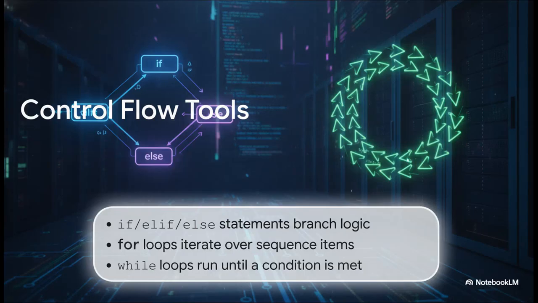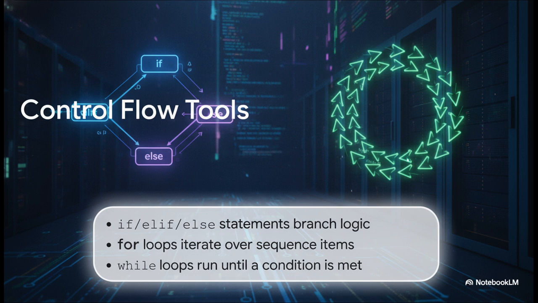Python handles all this interactivity using what we call control flow tools. The primary decision maker is the if statement, which branches out your logic. If a condition is true, it executes one action. Elif, which stands for else if, gives it another option, and else catches absolutely everything else that falls through the cracks. Then we have iteration, which lets us repeat actions.